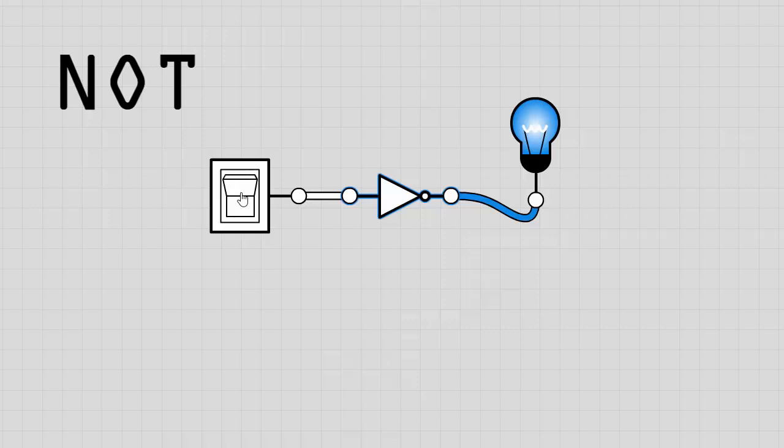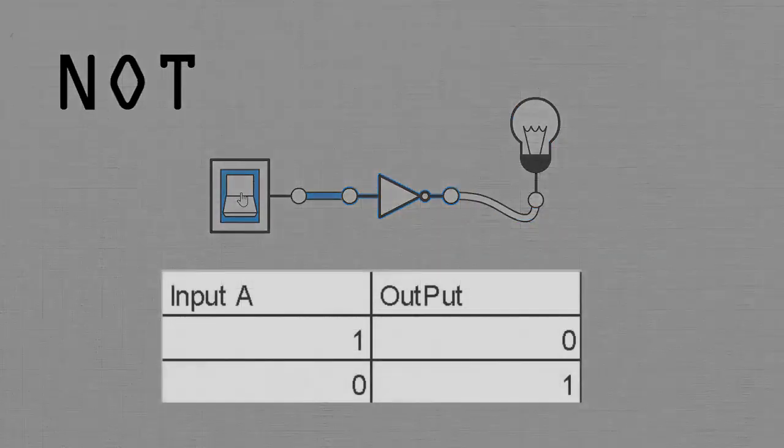And the final main logic gate is NOT. NOT will only let current through if the input is 0. Basically, it does the opposite of the input. Here's a truth table for NOT.